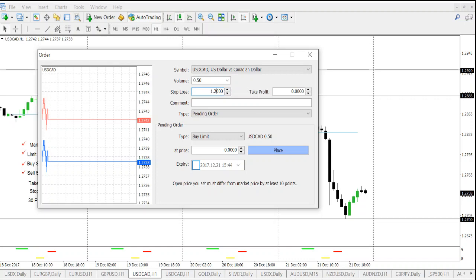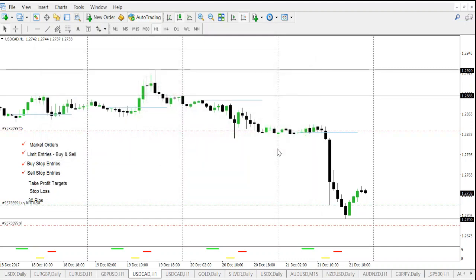And we were at 126.90, and our take profit 128.30, and our entry level was 127.20. Okay, and we'll place that. Now, this is very important.